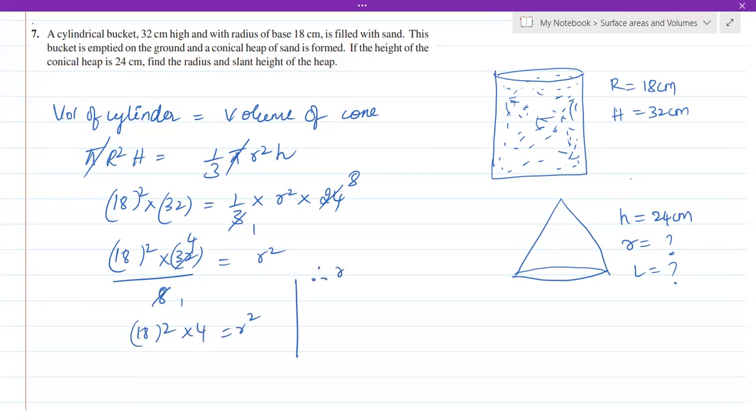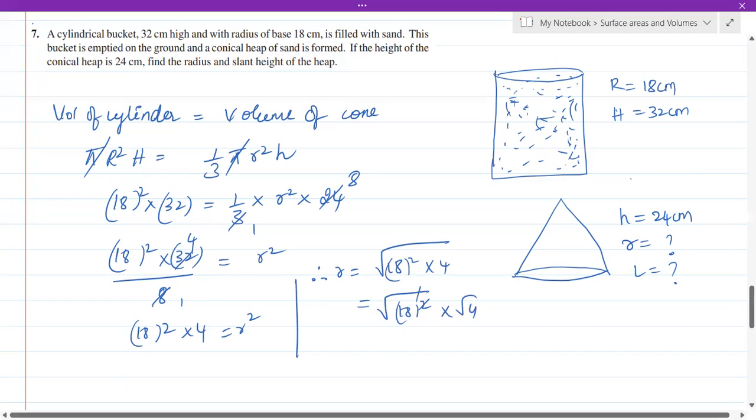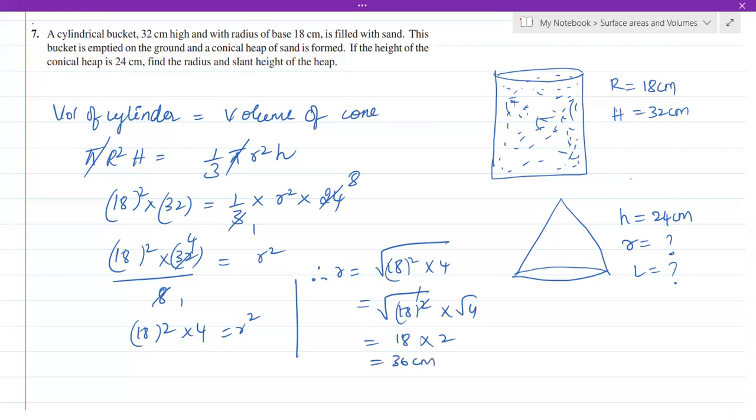Therefore, r will become square root of 18 square into 4. Since they are in product, you can split it. That is, you can write it as square root of 18 square into square root of 4. So square and root get cancelled. So we'll be left with 18, and square root of 4 is 2. So 18 into 2 is 36. So the radius of the cone is 36 centimeters.